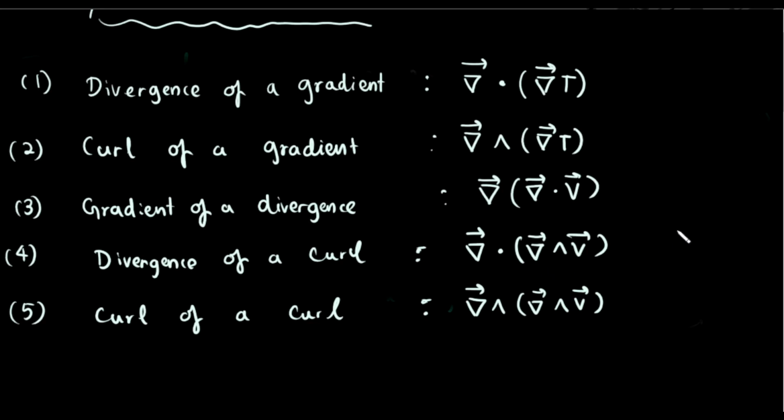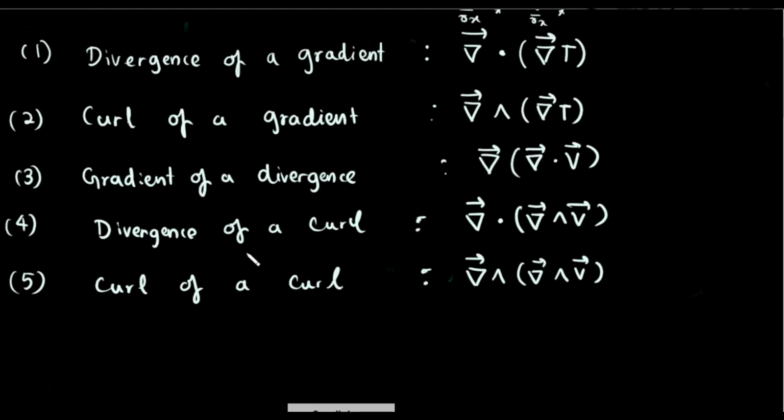Now these are second derivatives, because when we have the del operator dot product with the del operator, you know this is going to be ∂/∂x and ∂/∂x, with x hat, so we have a second order differential equation. Right now I'm going to show you how these work, starting with the first one, the divergence of a gradient.